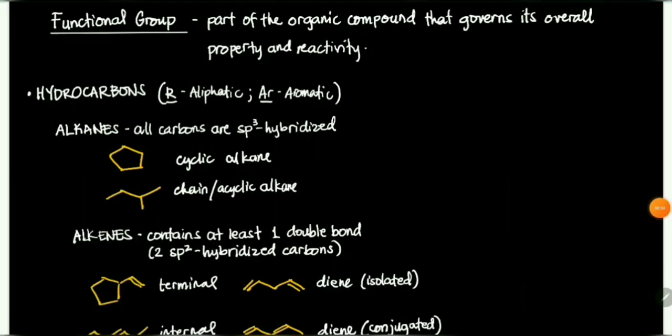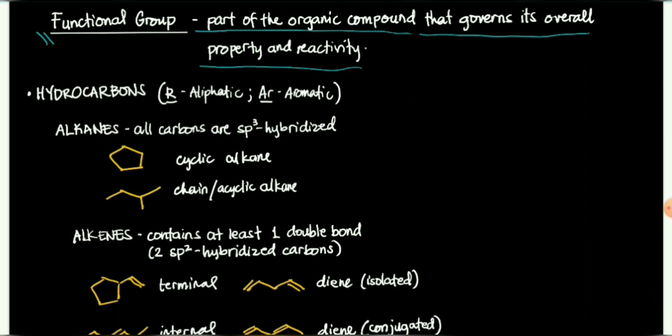Okay? So how do we classify organic compounds? So we use the so-called functional group. Okay? So functional group is a part of the organic compound that governs its overall property and reactivity. So kapag meron tayong dalawang compounds and they have the same functional group, pwede nating sabihin na they will have similar properties and reactivity. Kasi yung functional group na yun, yung nag-govern dun sa overall properties ng dalawang compound.